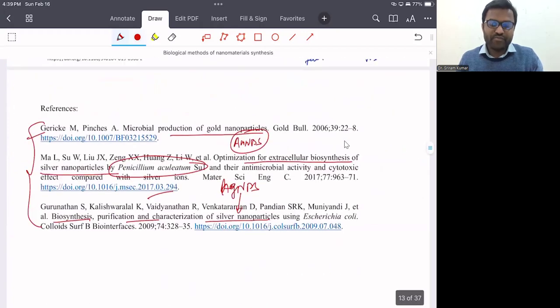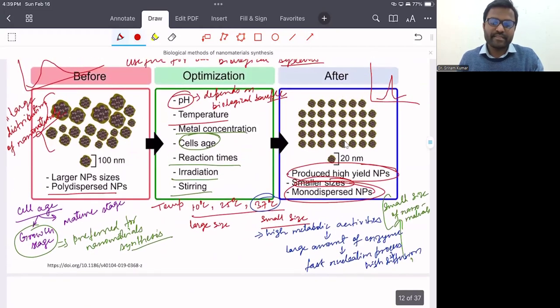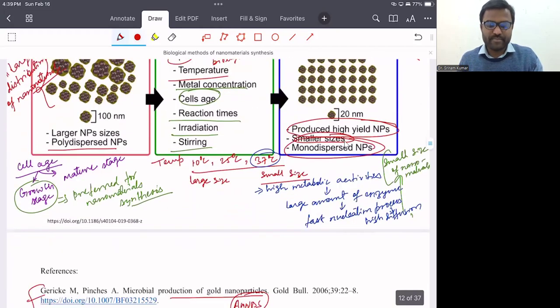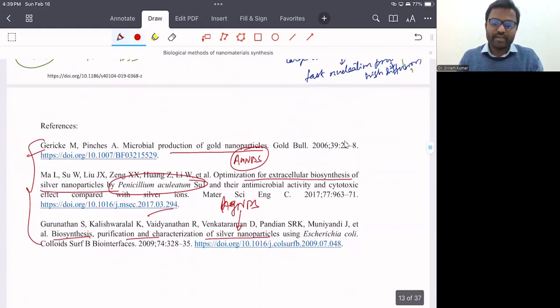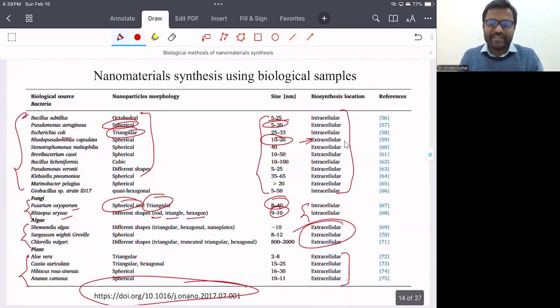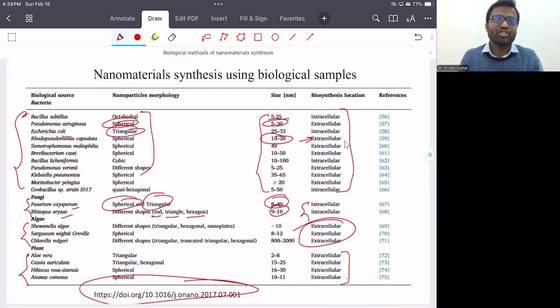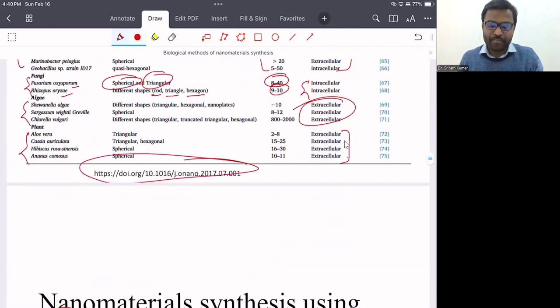And these are the references if you are looking at the factors that can affect nanomaterial synthesis by biological systems. Here I put three references. One is for gold nanoparticles and the other two are for silver nanoparticles. I also put some references so that you can use them for your application, or for the synthesis of nanoparticles by bacteria, fungi, algae, or plant systems.